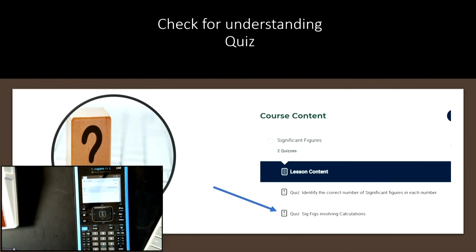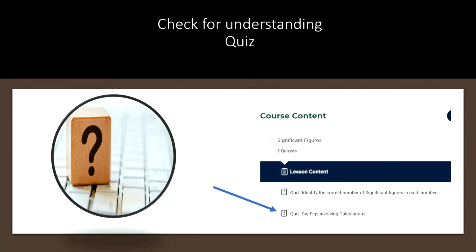So please go ahead and click back into the course for the quiz. This time the quiz will be on significant figures in terms of calculations. Make sure that if you are multiplying or dividing, it's the least number of significant figures. If you are adding or subtracting, you're basing it on the least number of decimal places that's given in the question. I'll give you a couple of minutes to do that.